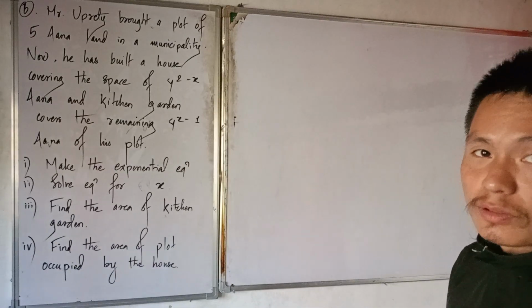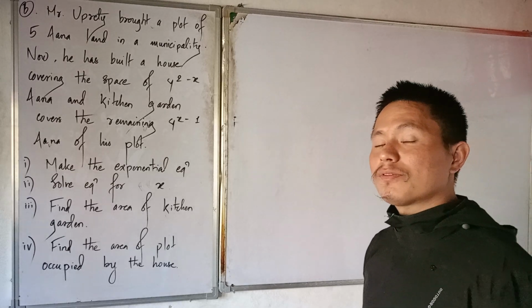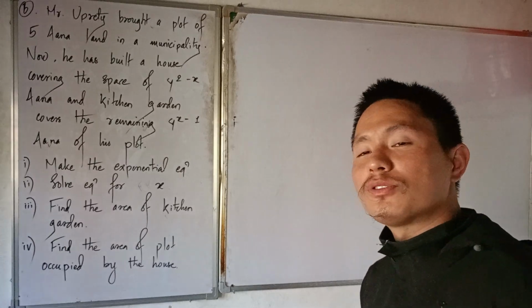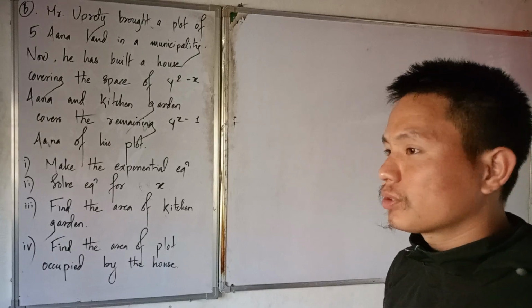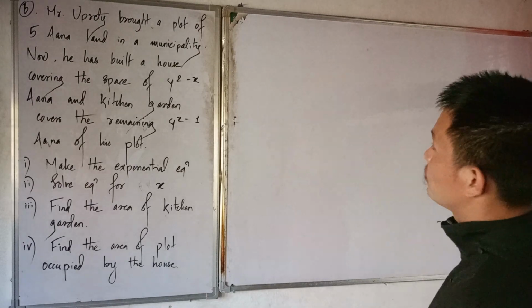Okay, so this is a quadratic equation, so there will definitely be 2 values for x, so you'll get the 2 possible values. Okay, so let's move on to this.